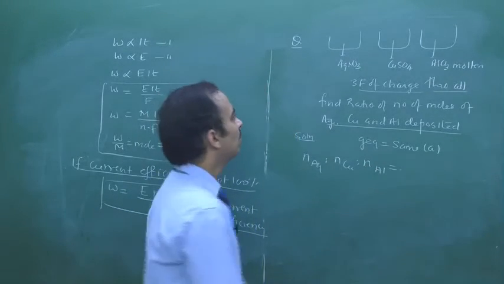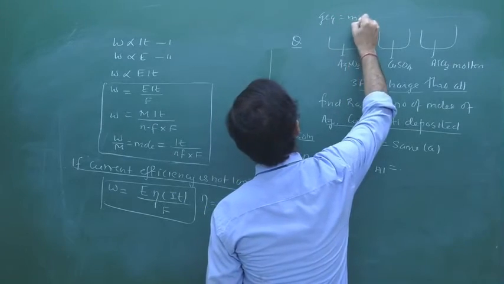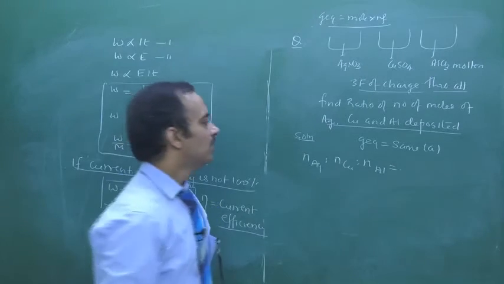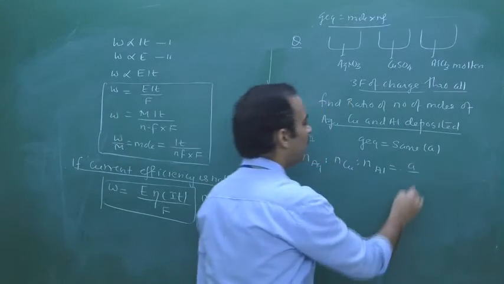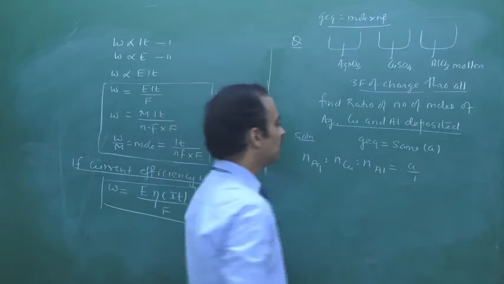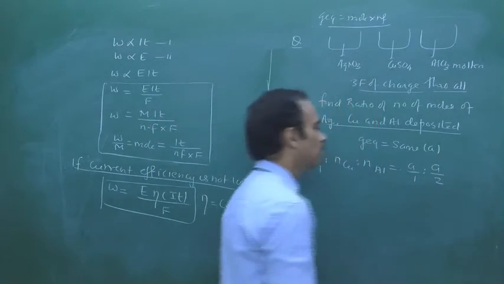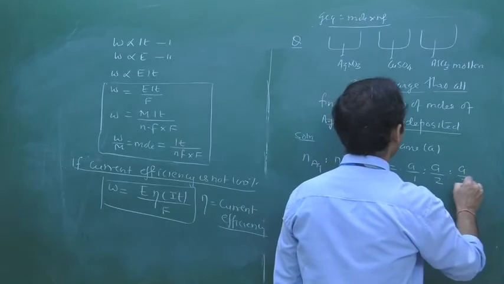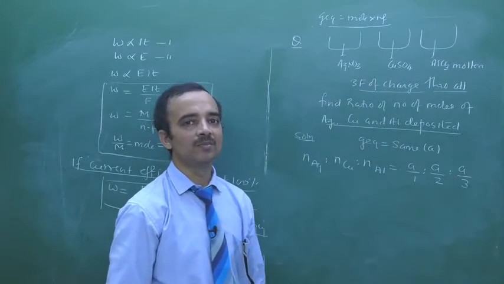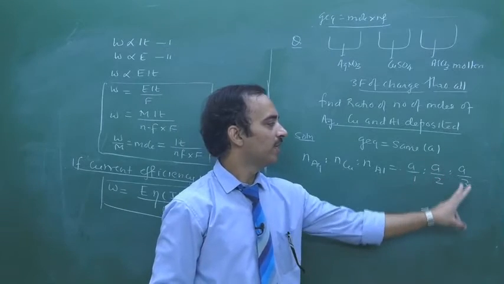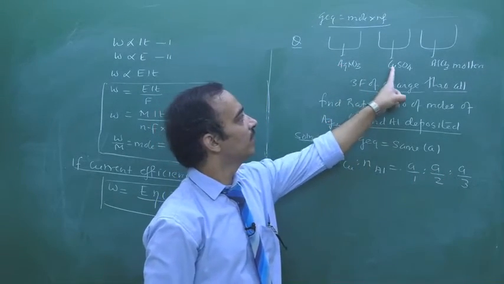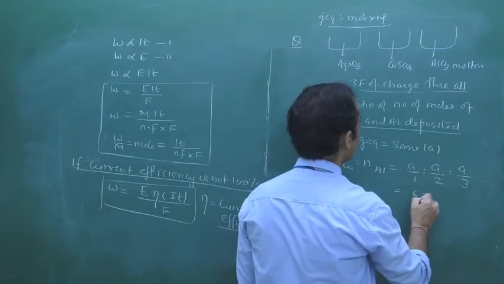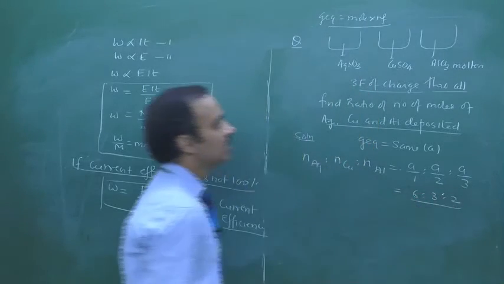Beta, moles is, we can say gram equivalent is moles into n factor. So we can say mole is gram equivalent upon n factor. So what is gram equivalent? A upon n factor of silver is 1. What is gram equivalent of copper? A upon 2. N factor of copper is 2. What is gram equivalent of Al? A by 3. N factor of Al is 3. Mole upon n factor. Its n factor is 1, its n factor is 2, its n factor is 3. We can simplify this and we will get here 6:3:2. Is that clear?